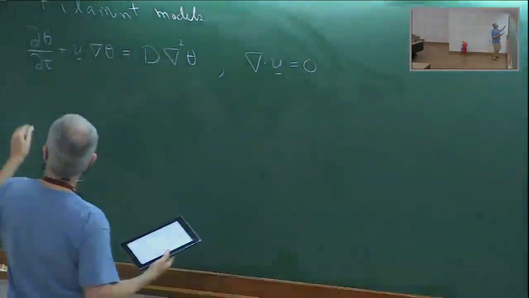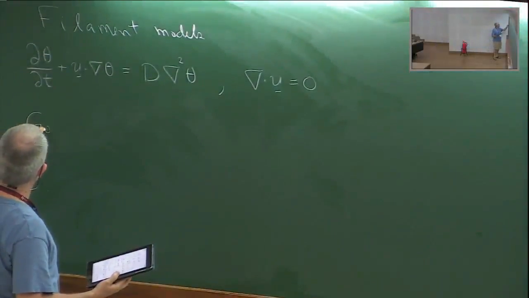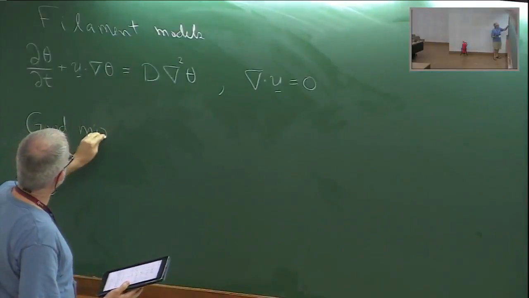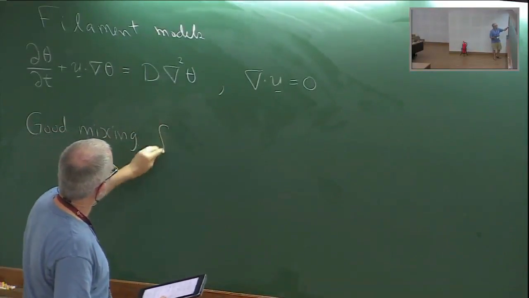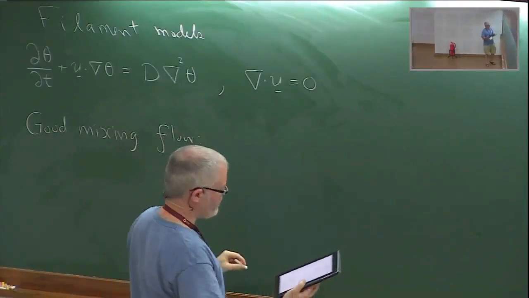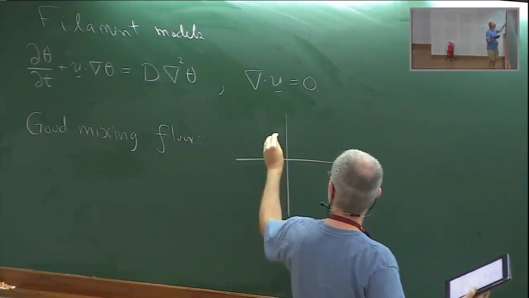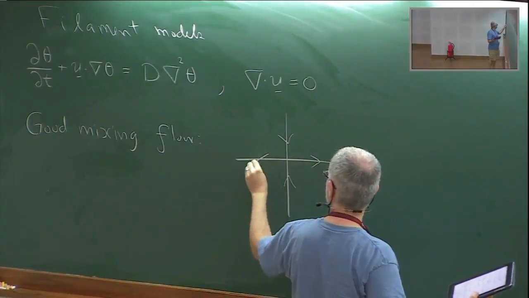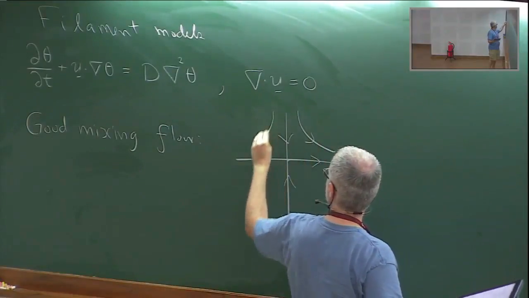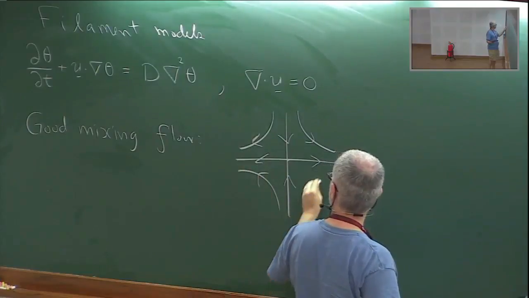So it's an example of a good mixer, so a good mixing flow. And it's something that probably many of you have seen before. It is the famous hyperbolic stagnation point, where you just have a flow whose streamlines look something like this.